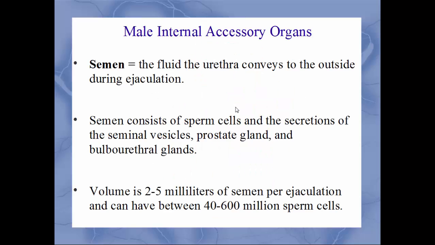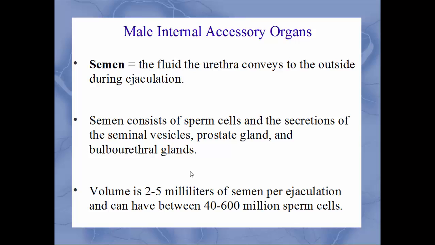All right, semen. A lot of people will confuse semen with sperm and use those terms interchangeably, and they're not the same thing at all. Semen is all the fluid that is ejaculated out of the penis. So this includes not only the sperm cells, but also the secretions of the seminal vesicles, the prostate, and the bulbourethral glands. So everything that comes out during ejaculation is the semen. So not just the sperm cells, but all the fluid collectively, all that together.